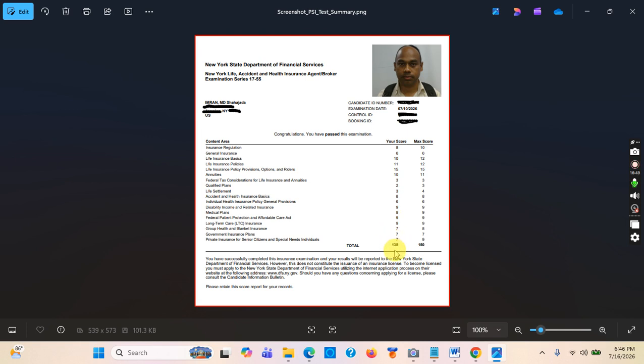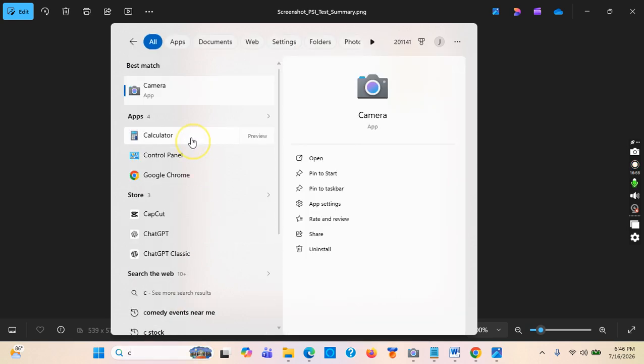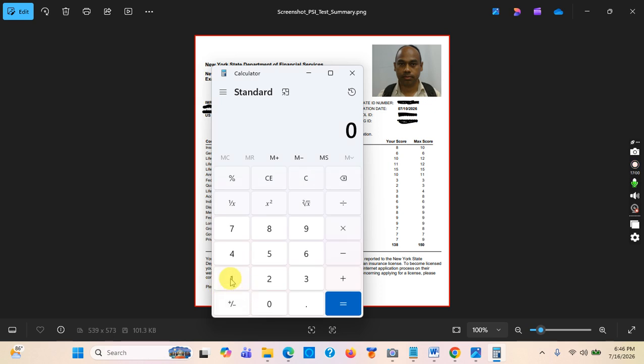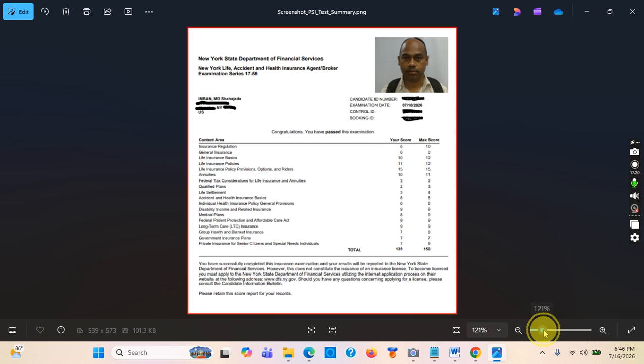So I got 138 correct out of 150 questions. If I use the calculator, I will see that 138 divided by 150 times 100 is 92%. 92% means over 90%, which I scored in my last exam. In the last PSI exam, that is what I scored.